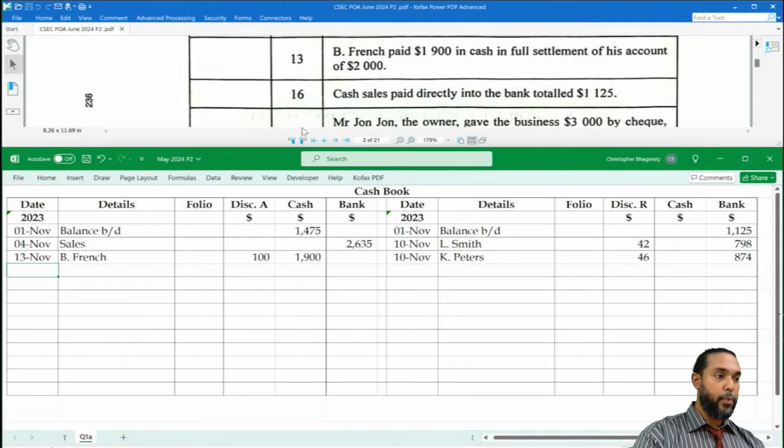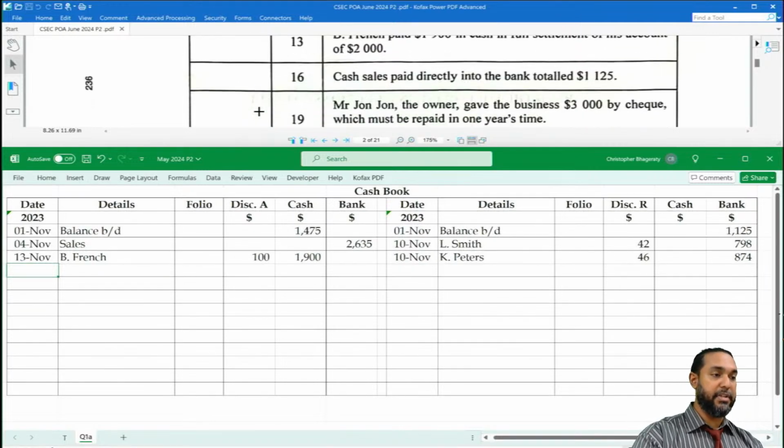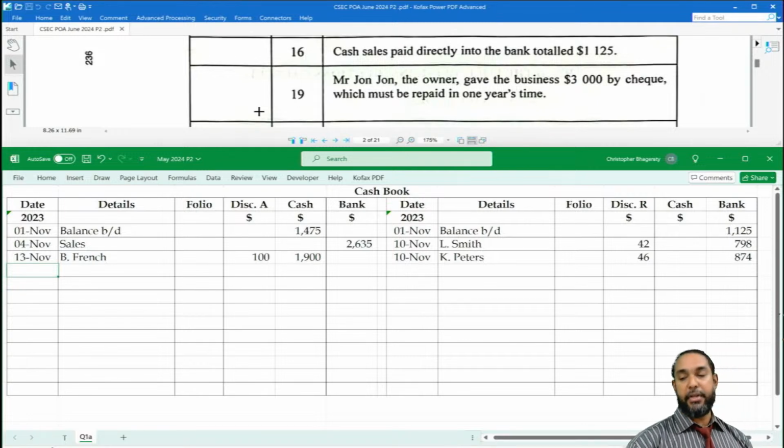Okay. Where are we going now? Right, so that's the 13th. On the 16th now it says cash sales paid directly into the bank, total 1120. So basically, somebody paid with a linked card, and money went from their bank account to our bank, right? If we made a sale and we're getting money directly into our bank account, is our bank account increasing or decreasing? Increasing. Bank is an asset. To record an increase in an asset, we debit. So on the debit side, under the bank column, you're going to put 1125.